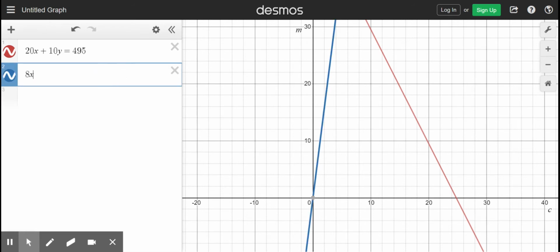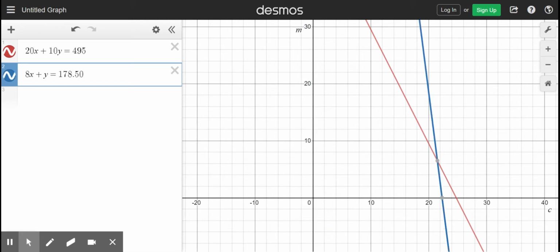We can do that as well with 8x plus y equals 178.50. Nice. And we see that solution that was on the earlier slide, that 21.5 and 6.5. Right, so that would mean that she buys 21.5 calculators and 6.5 measuring tapes.